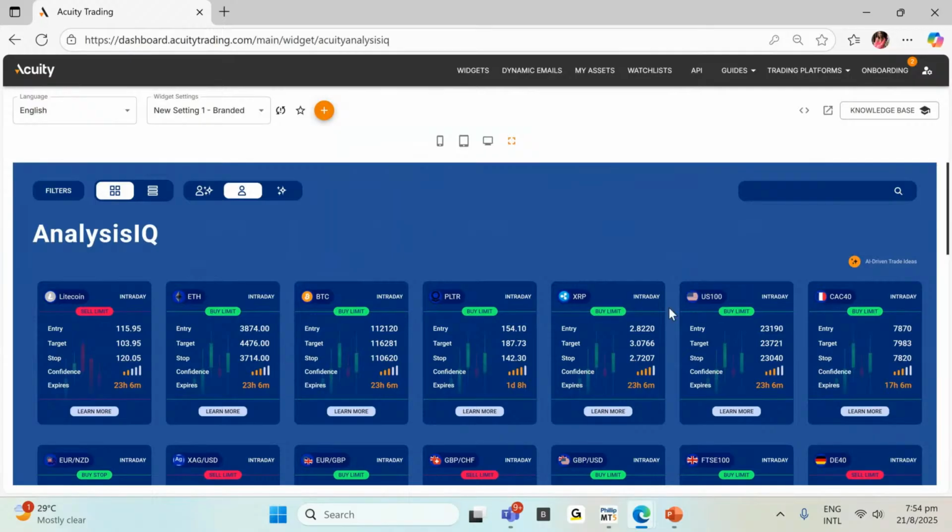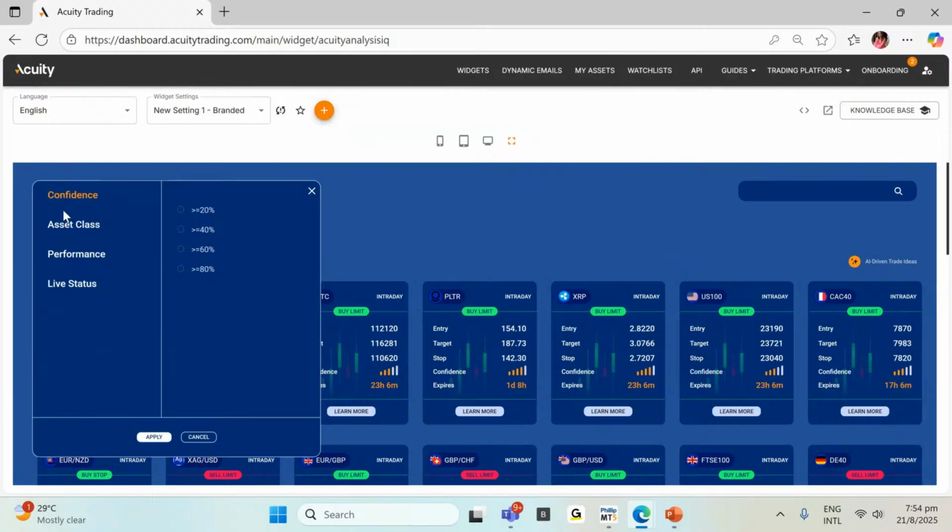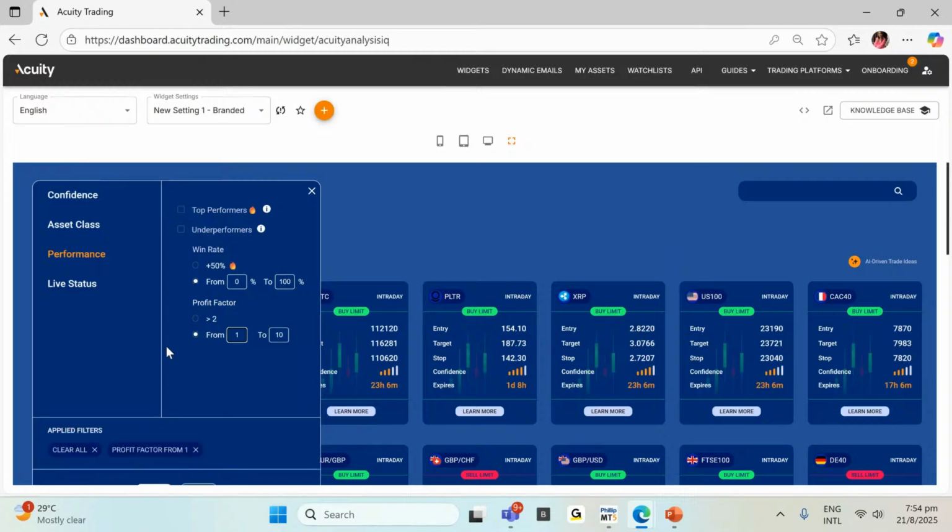The good news is you are able to filter all these signals based on performance. So let's say I want to select the win rate, from 0% to 100%, that's fine. But how do you know if a trade is profitable or not? It is by the profit factor. If the profit factor is above 1, that means the trade idea has been profitable. So I've selected my profit factor. I want to only see those that give me a profit factor of more than 1. I click apply.